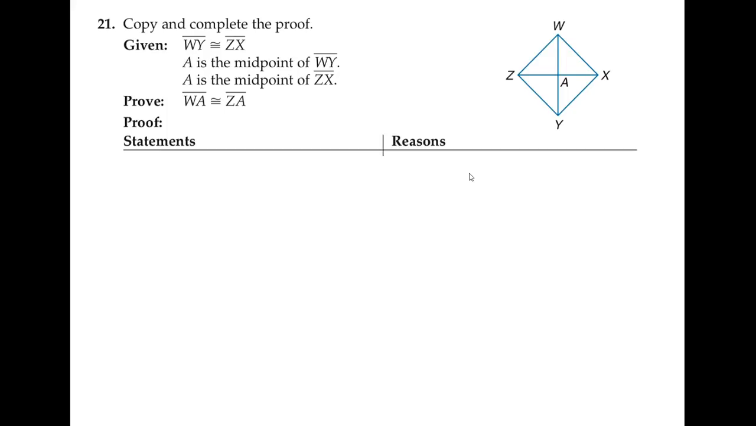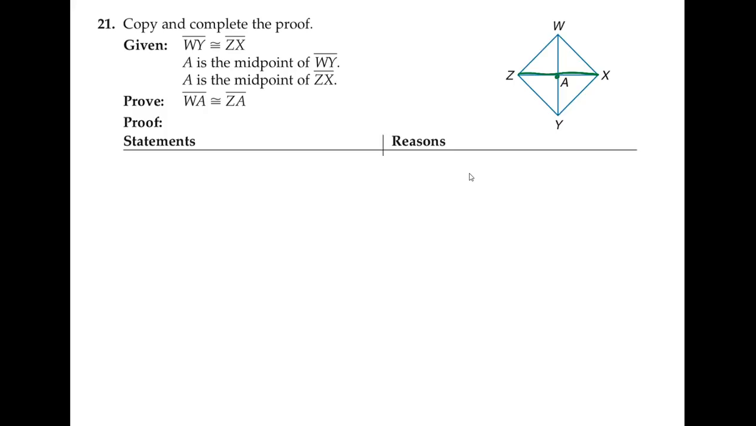Okay, so we're given that WY is equal to ZX. That's hard to draw on the diagram, but we're given the entire diagonal here is equal to the entire diagonal here, so I'm going to just get rid of those. We're also given that A is the midpoint of XZ.